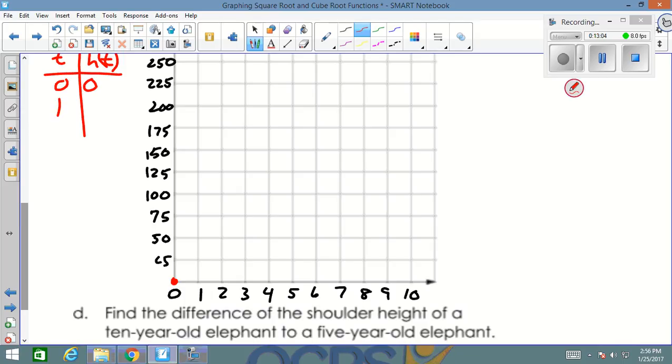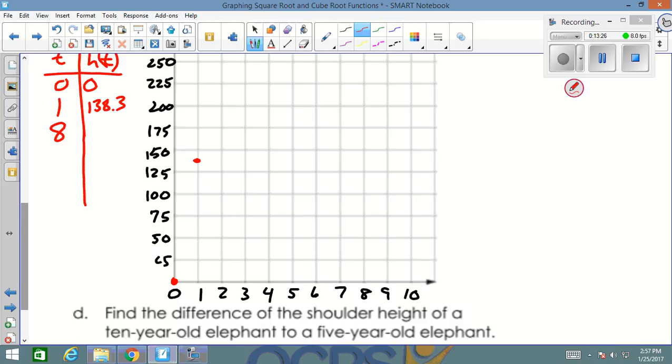So we put 1 in. The cube root of 1 is 1. So 62.5 plus 75.8 gives me 138.3. So at 1, we're going to have about 138.3, which would be somewhere in almost the middle there. Okay. The next one we're going to choose is 8.